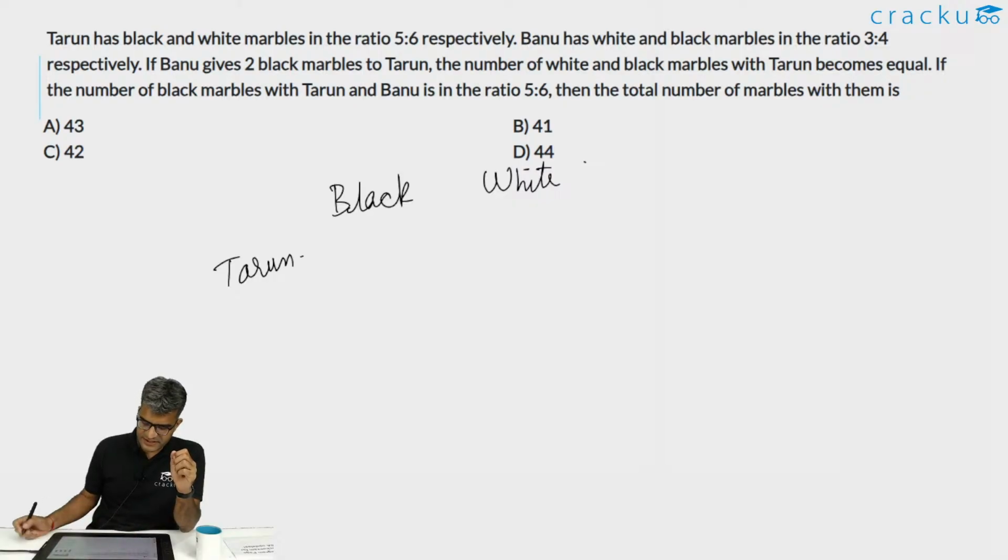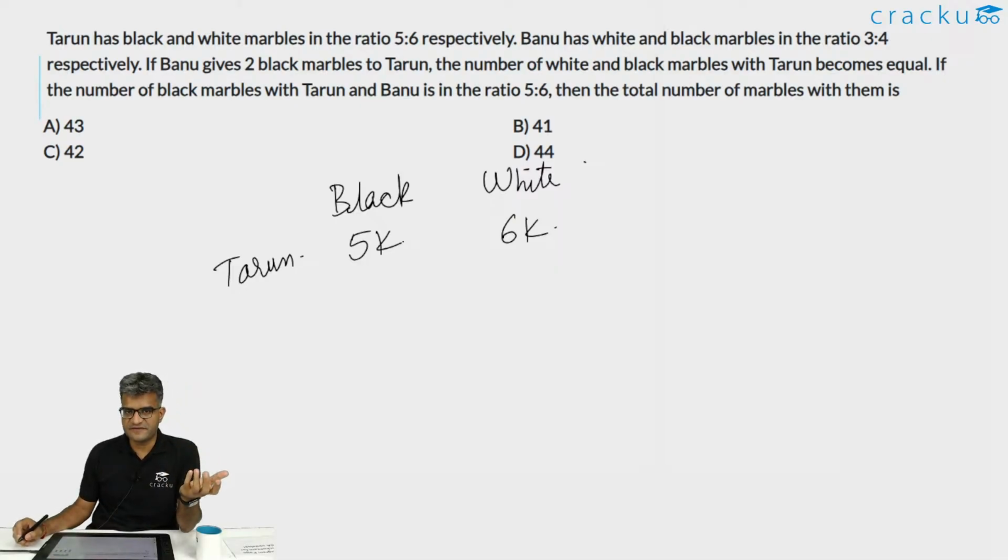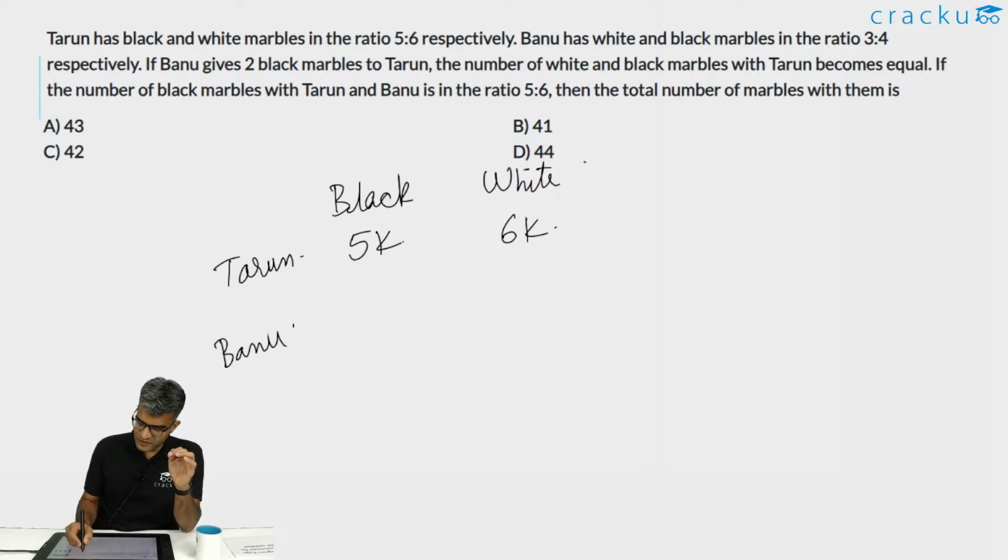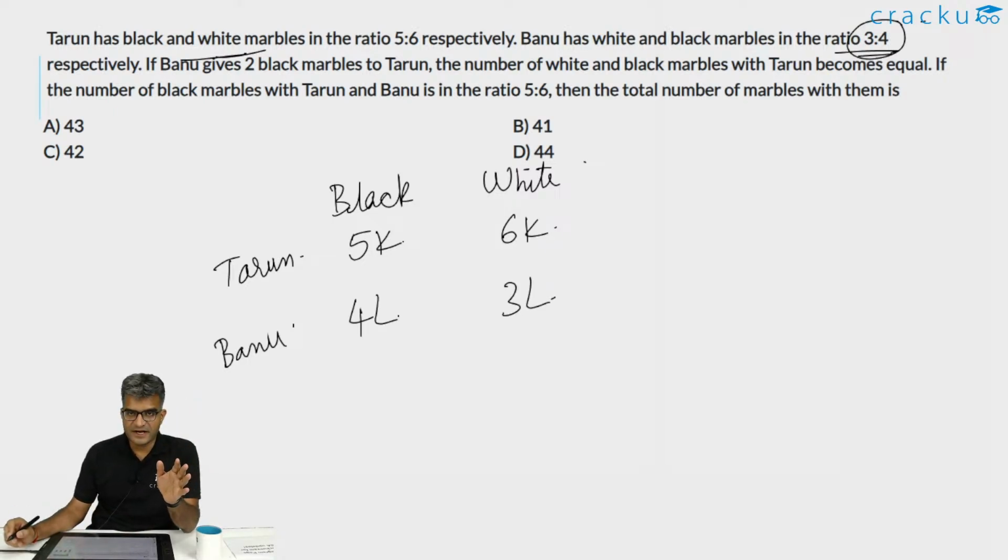Tarun has black and white marbles in the ratio 5:6. So that is 5K is to 6K. Let us assume that he has 5K black and 6K white marbles. Banu has white and black marbles in the ratio of 3:4. Here, don't make the mistake. Banu has white and black in the ratio of 3:4, while this guy has black and white, so it is switched, so don't fall for it. So Banu has 3:4, so let us assume that this is 3L and 4L, because this is white and black.